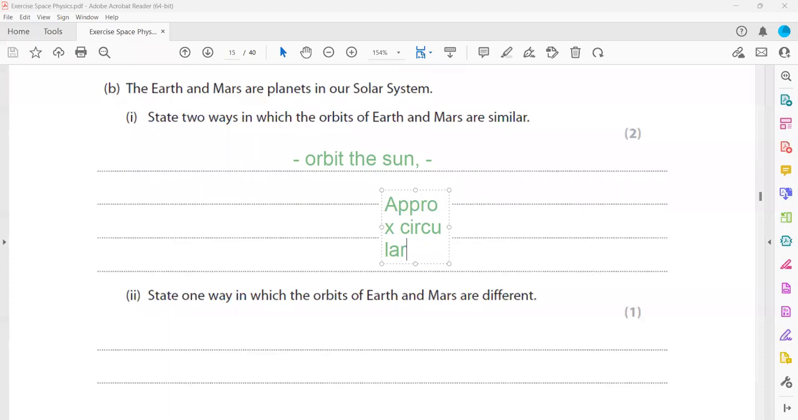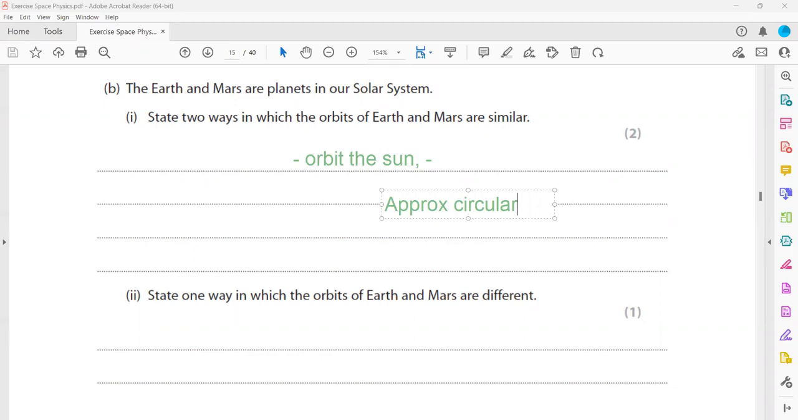So for the orbit of the planets, that term should be mentioned. That is one thing, and then both of them orbit the sun. That's also right, another similarity. Can you find or work out another similarity? Two other similarities: they have the similar plane of orbit.